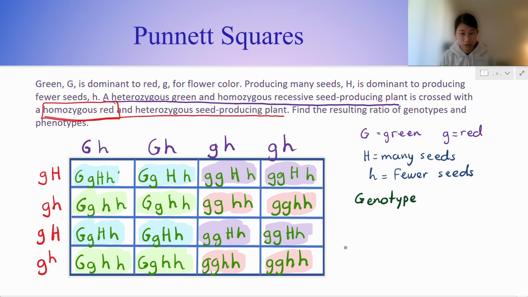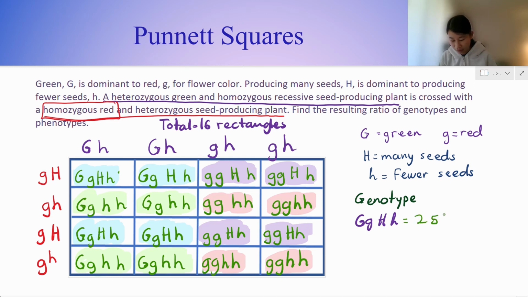Okay, and next we're going to find the ratios. So one of the genotypes we have is big G, little g, big H, little h. And remember, we have a total in here of 16 rectangles. So how many were of this genotype? Well, let's count. We have 4, we're counting the blue. So 1, 2, 3, 4. Okay, so 4 of them are like that. So 25% are like this.